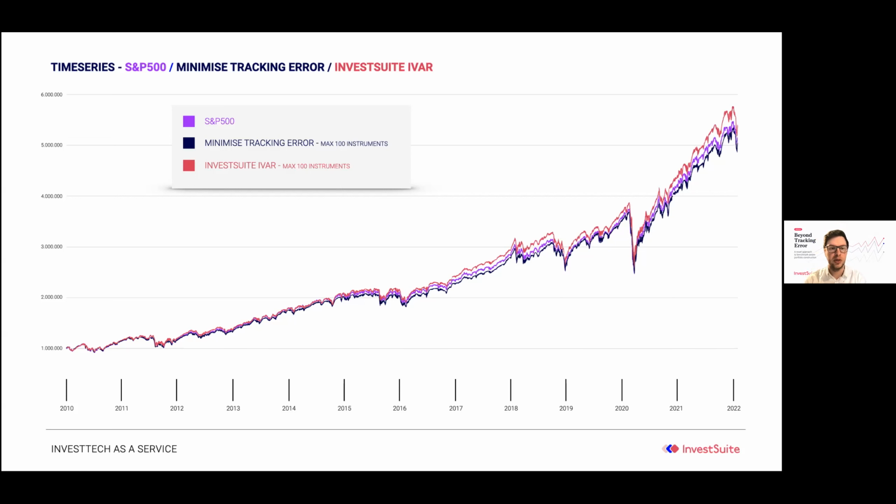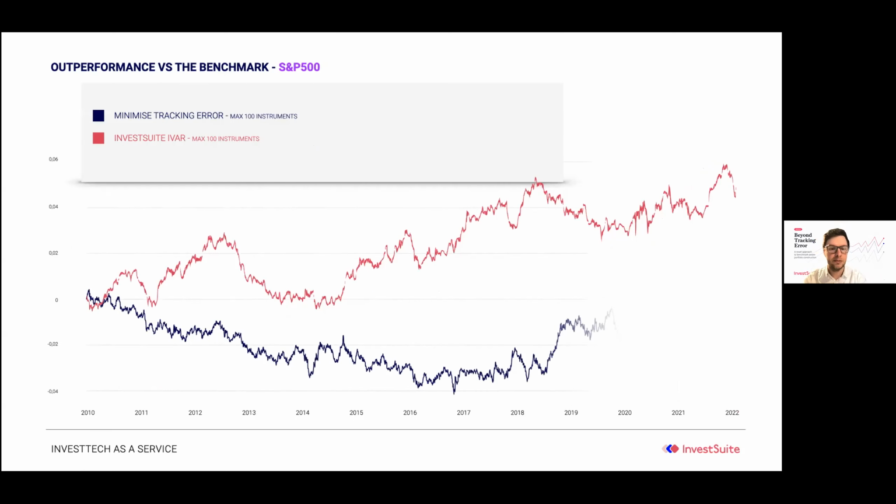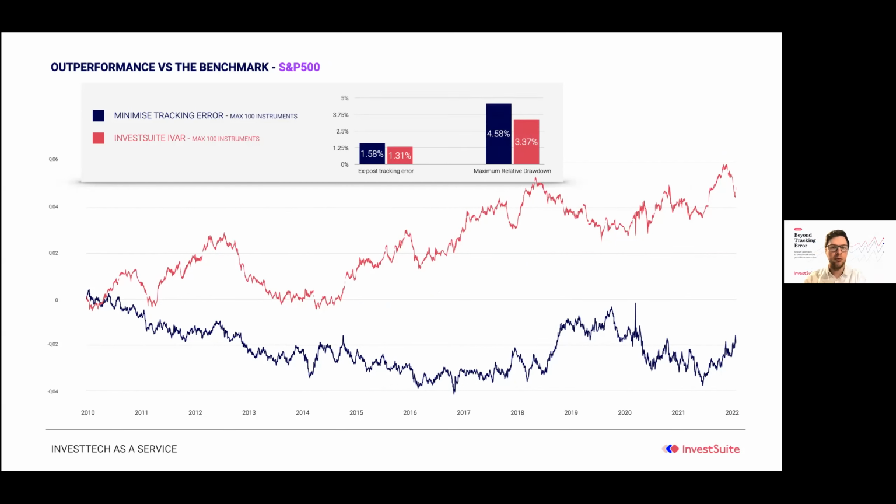drawdowns versus the benchmark. So again, showing the outperformance graph, you see that in this case it's a bit more difficult to track the index well because there are some specific stocks that have a major influence on the total return of the index. But still you see that our methodology tries to monotonically increase versus the benchmark. So if you have to deviate, you try to do it on the positive side. And again, we have our numbers that summarize the backtest.